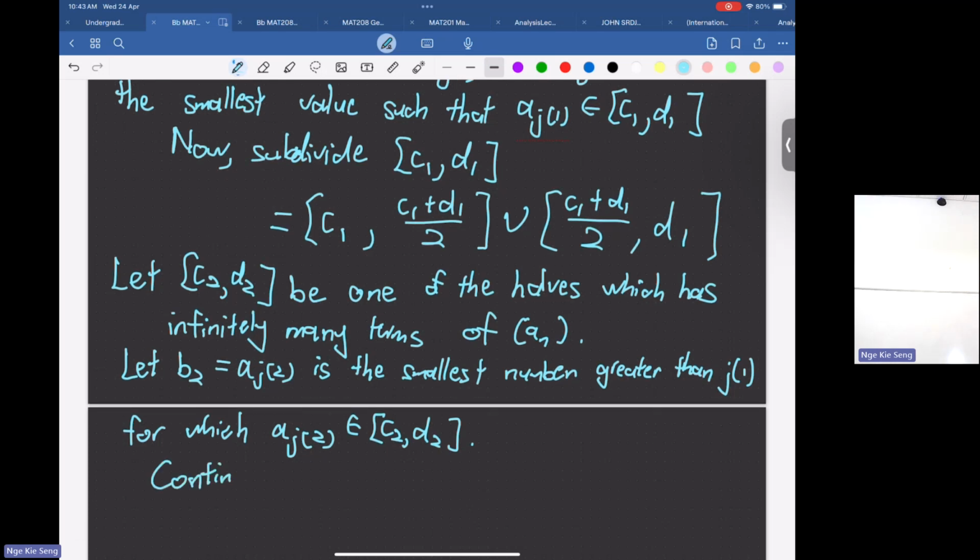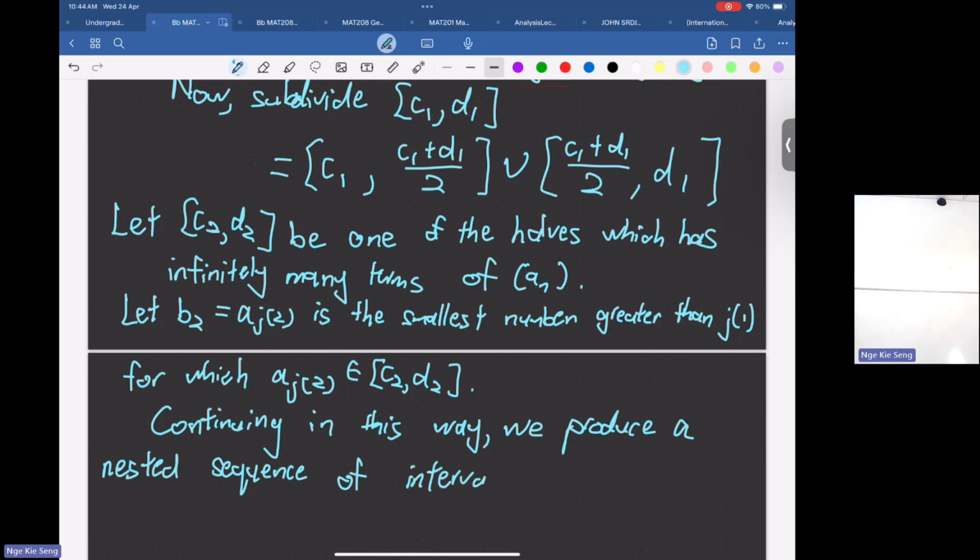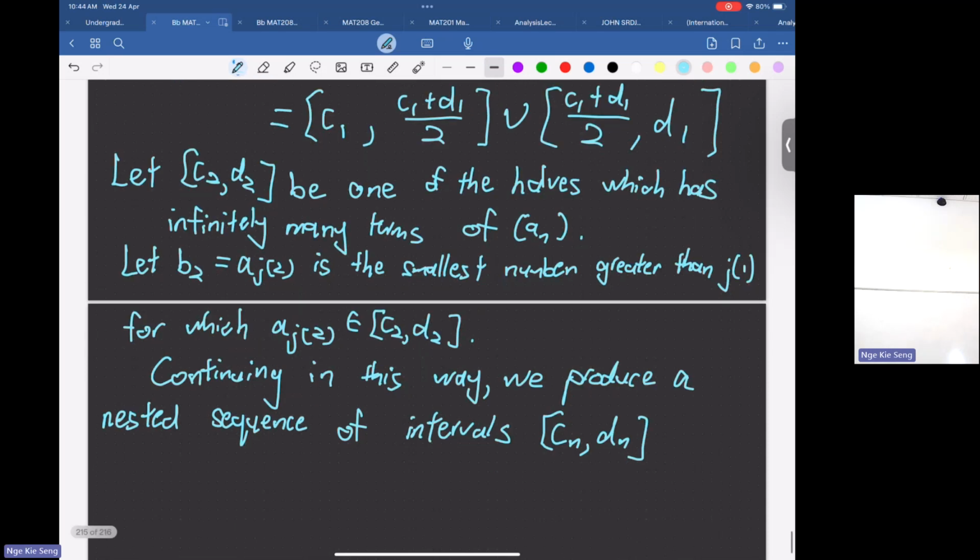What can you imagine if you continue this way? Take the infinite one, cut in half, pick one term. The smallest one, cut in half, pick one term, cut in half, pick one term. So what do you produce? We actually produce a nested sequence of intervals, which we call [Cn, Dn]. What's the length of this?